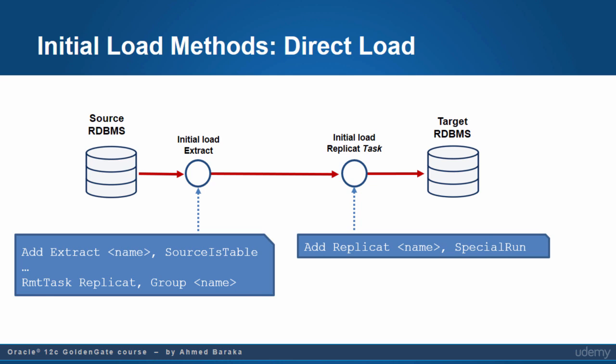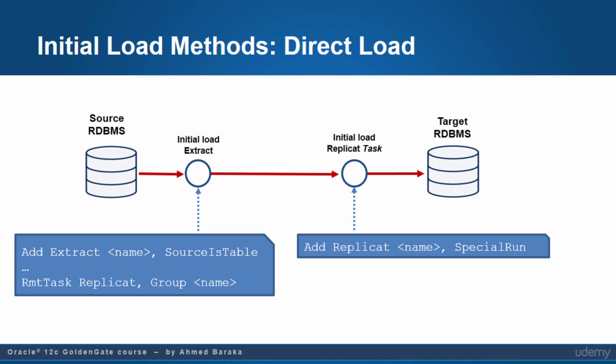To practically use this method, when you add the extract process, you use the SOURCEISTABLE option. This option instructs the extract to read the source tables directly rather than from the transaction log. Actually, this option is what makes the difference between adding a primary extract and an initial load extract. Therefore, you will use this option in all Golden Gate initial load methods.